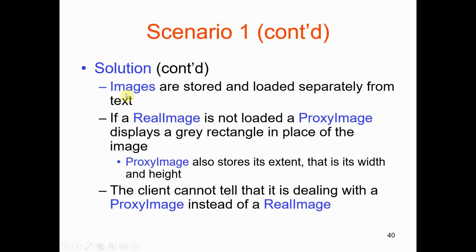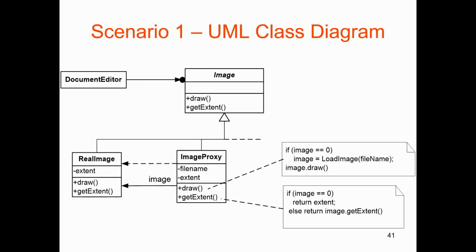So the solution makes the image stored and loaded separately. If the real image is not loaded, we put a proxy image that displays a gray rectangle in place of the real image. So we have a proxy image, and when the user scrolls down to the page that contains the image, then the real image will be loaded. Okay. So this is the design.